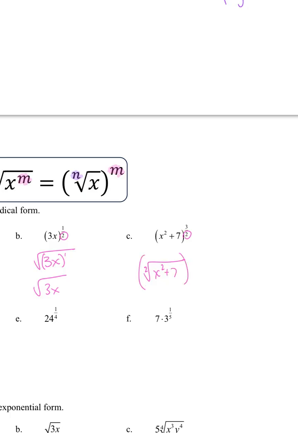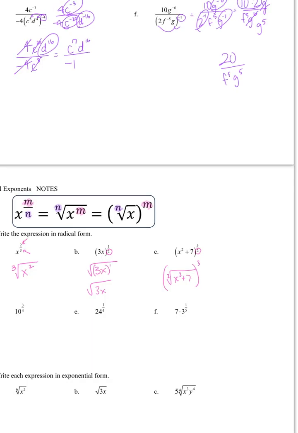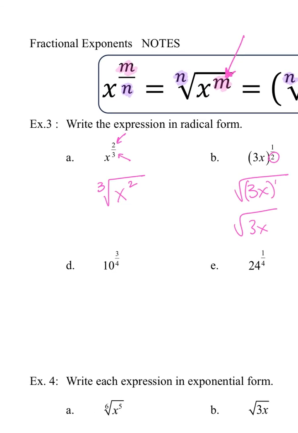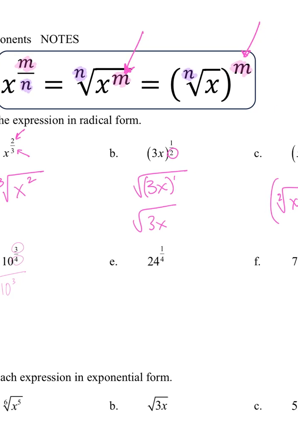Top number is the exponent. And just a reminder, that exponent can either be inside the radical or outside the radical. Your choice. They are equivalent. So this is the power. This is the root. Again, top number is the power. Bottom number is the root.